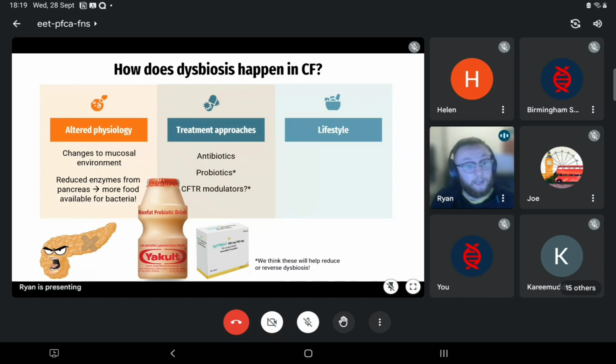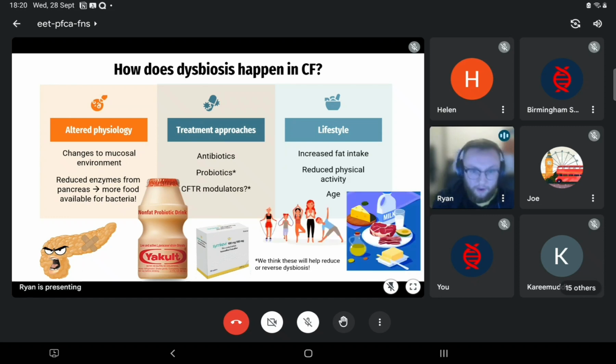Well, these CFTR modulator drugs fix that dodgy protein at the start. So the hope is that if we fix the protein at the start, it'll sort the mucus out. And by sorting the mucus out, we should hopefully revert those bacterial communities back to the healthy, quote unquote, healthy composition. And then we have lifestyle.